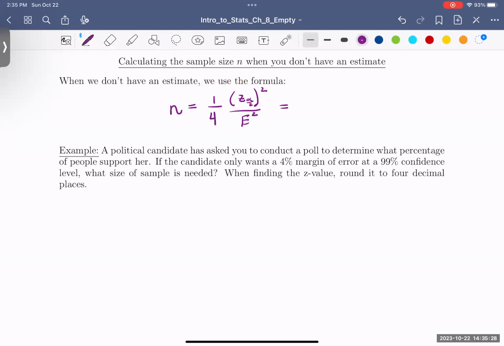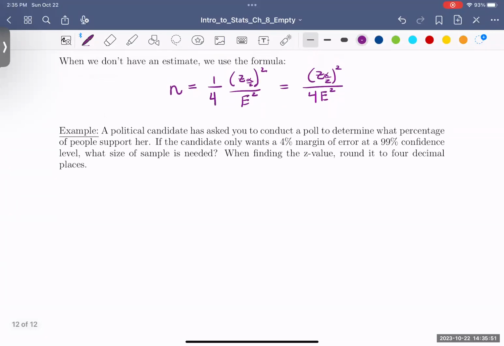Or if you want to have it as a single fraction, you could write it like this. It's the z-score squared divided by 4 times e squared. So those both have to be multiplied in the denominator there. All right, so a different formula when we don't have the estimate for p hat. This is what we do. Let's go ahead and do an example.